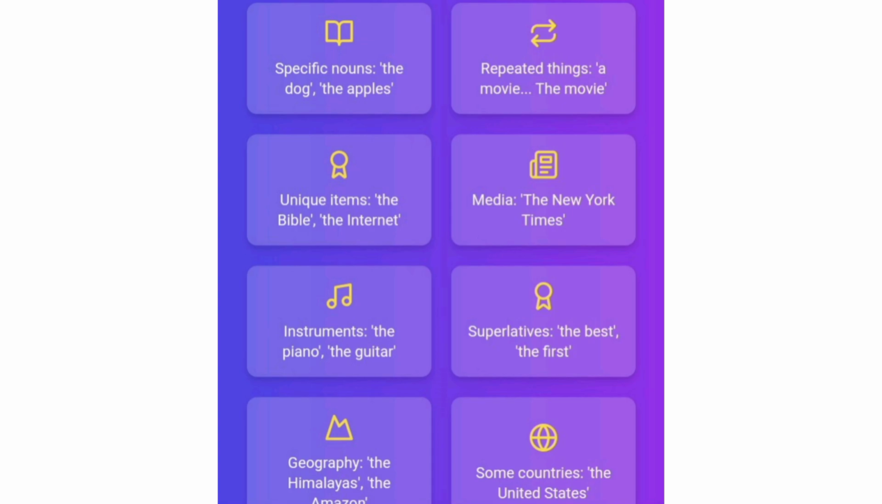Use the for unique items or well-known titles or famous books. For example, unique items means the only one in the world: the sun, the moon, the internet. Famous books means the Bible, the Mahabharata, the Ramayana. We use the before the names of newspapers, magazines and musical instruments. For example, the New York Times, the Economist. He plays the piano, a musical instrument. The guitar, a musical instrument.